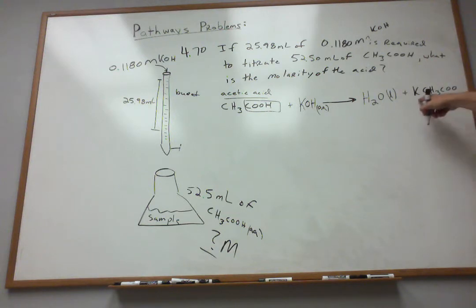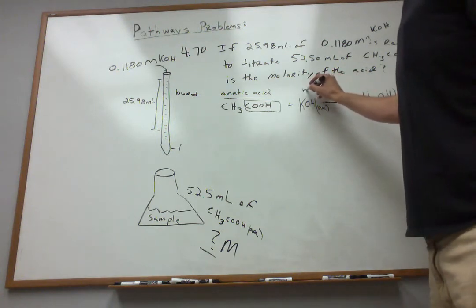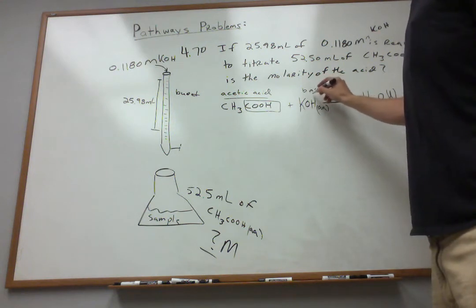Acetate has a -1 charge, potassium has a +1. This is going to be aqueous, okay? This is the resultant salt. So I made liquid and salt, again, just like we've been talking about, okay? This is my reaction. Now, is it balanced?